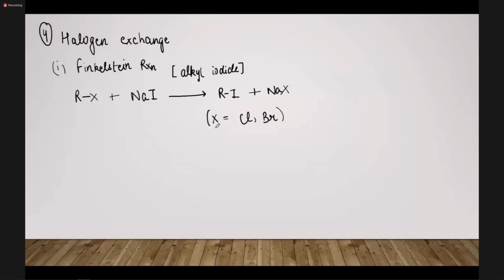So this halogen, this X, has to be either chlorine or bromine. So whenever we are taking Cl or Br, we will get NaCl or NaBr. These are precipitates, formed as a precipitate in the reaction, and they favor the forward reaction according to Le Chatelier's principle.